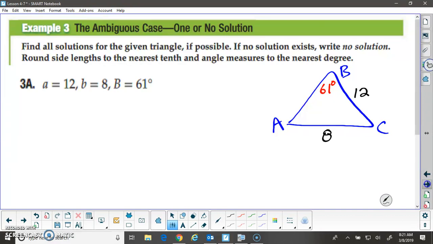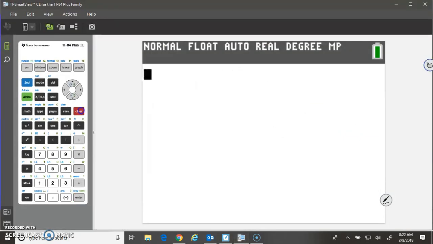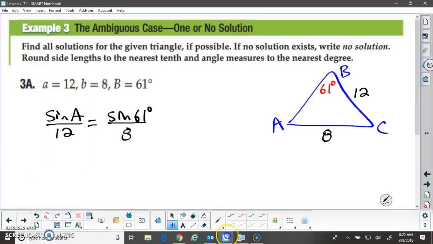And so now using the law of sines, there's only one thing I can solve for to start this problem, and that's angle A. So we'll do the sine of angle A over 12 equals the sine of 61 degrees over 8. Using the calculator now, we have to cross multiply, so we'll take 12 times the sine of 61. And then we'll have to divide by 8.